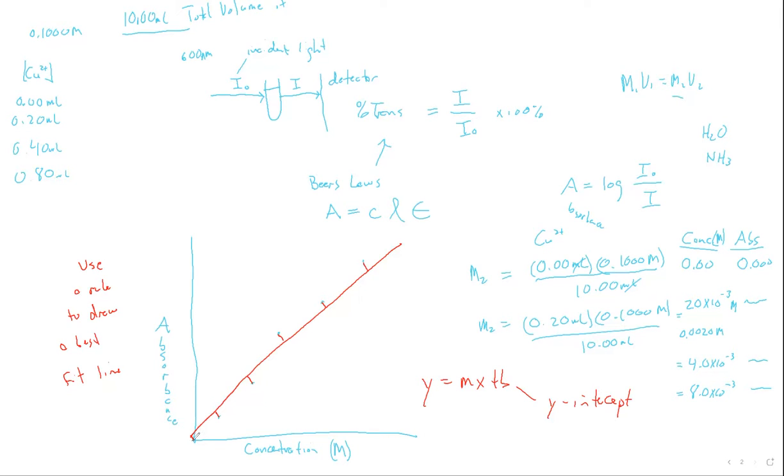You have a data point at 0, 0, but the line doesn't have to go through 0, 0. Actually, I prefer if it doesn't, so you have a real y-intercept. If it crosses below, then it'll be a negative b, because it'll be a negative number. If it crosses above, then it's a positive b. And then the other thing we're going to calculate is the slope.